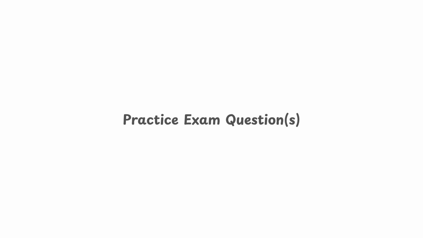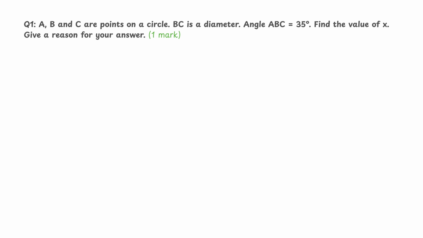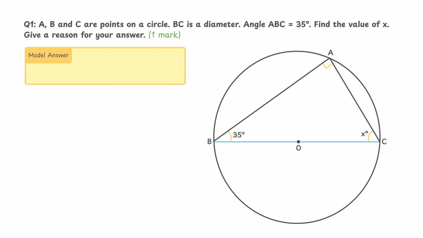Now, let's dive into some exam-style practice questions. You can pause the video and try yourself. A, B, and C are points on a circle. BC is a diameter. Angle ABC is 35 degrees. Find the value of x and give a reason for your answer.